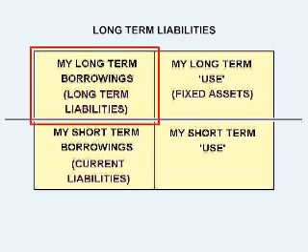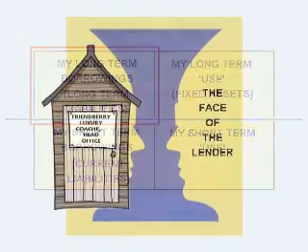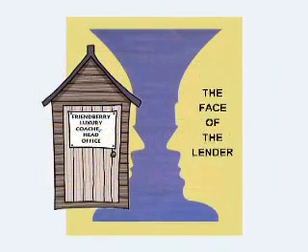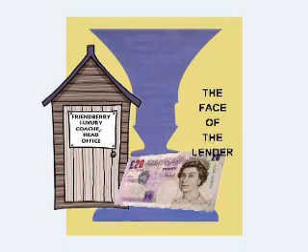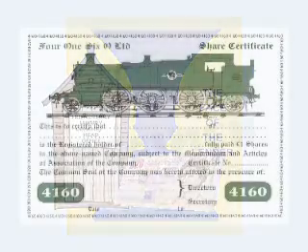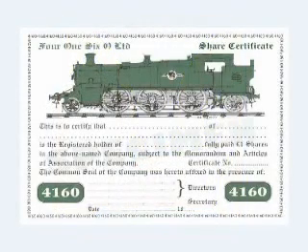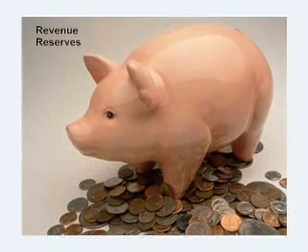Let's have a look now at the long-term liabilities. What could they be? Money lent by the original owners, which could be share capital if it were a limited company. Money ploughed back each year from profits, called revenue reserve.